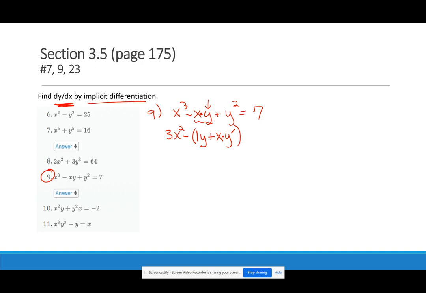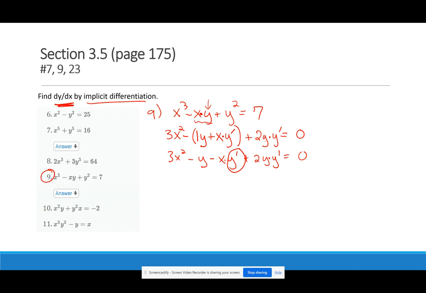Okay. All right, then I need to do the derivative of y squared. So that would be 2y to the first power, and then y is a function of x, so I need to take the derivative of it with respect to x. And then I need to take the derivative of 7 with respect to x. Okay, so then I have 3x squared minus y minus xy prime plus 2y y prime. Okay, these are times in here, equals 0.